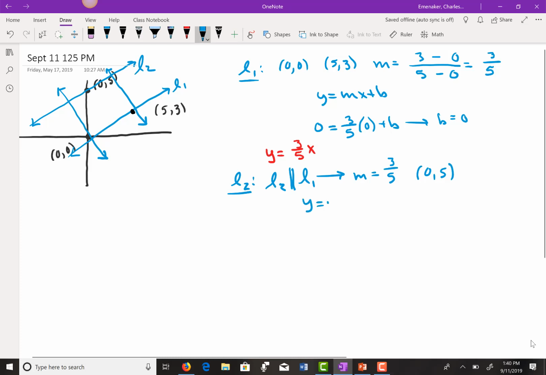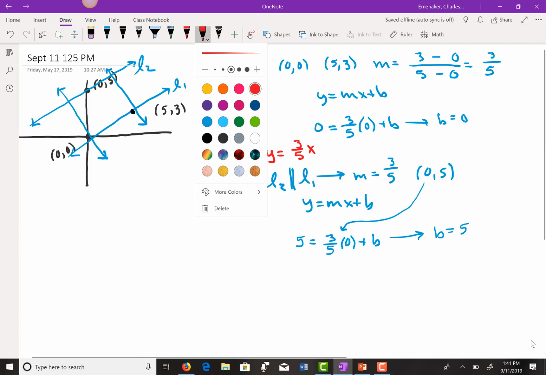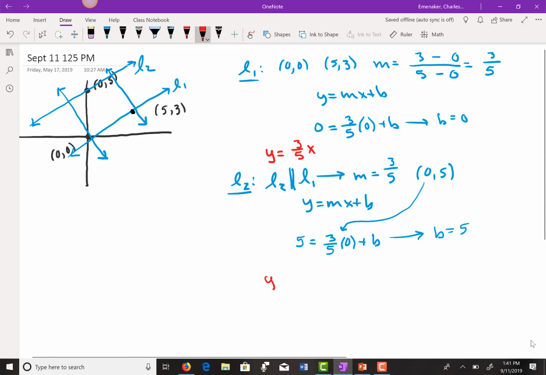Once again, we can use this y equals mx plus b. The slope is going to be 3/5, and I'm going to use the x value, 0, plus b, and a y value of, what's the y value? 5. So this gives us that b equals 5. The equation of this line is going to be y equals 3/5 x plus 5, where our b value is right there. Well, that's got those two done.